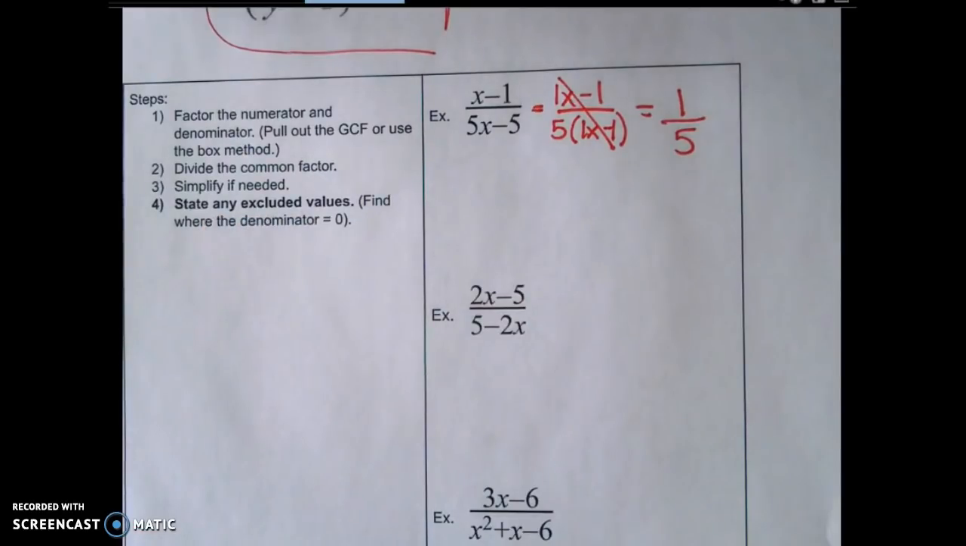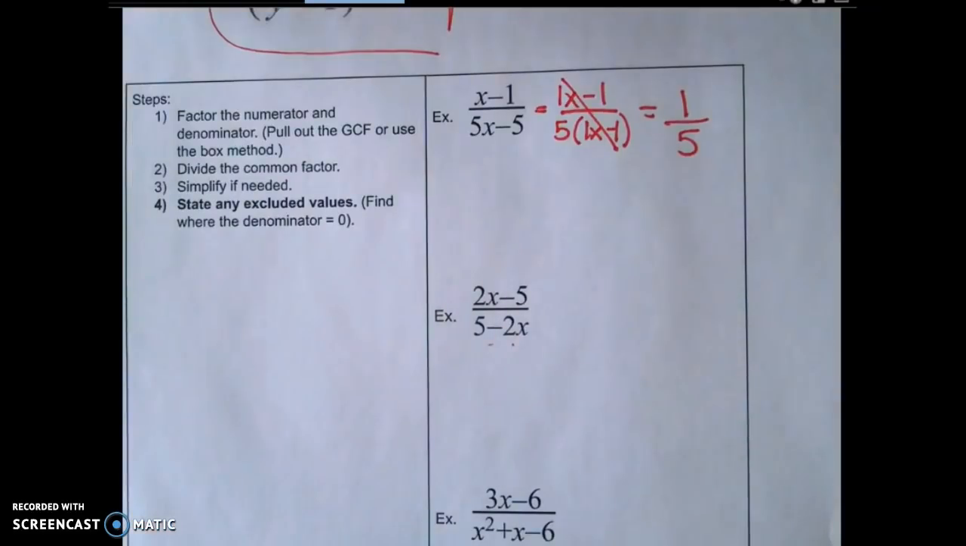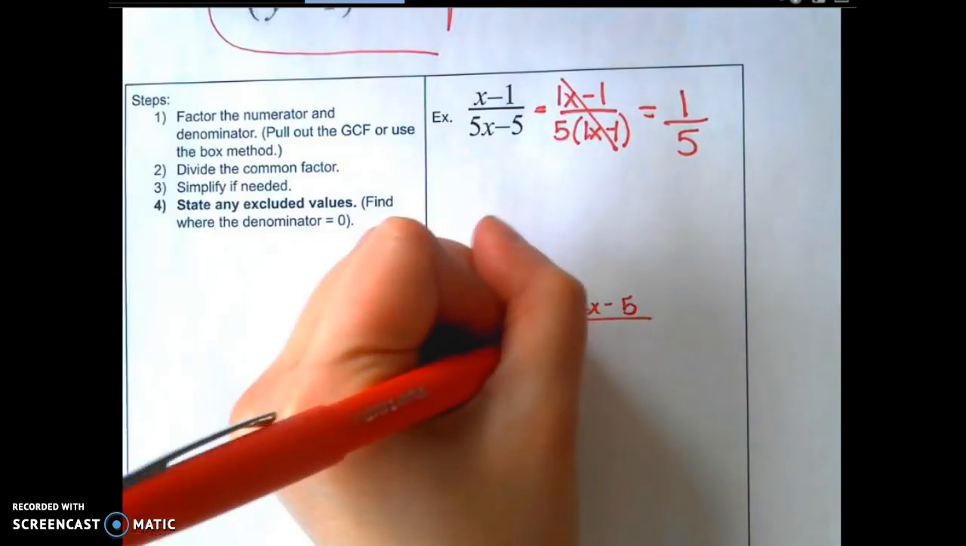But I look at both of them, and I see they're kind of like the same thing but opposite. So you know what I'm going to do? I'm going to go ahead and pull out a negative 1 from this one. Keep the top the same, and I'm going to divide everything on the bottom by negative 1, right?